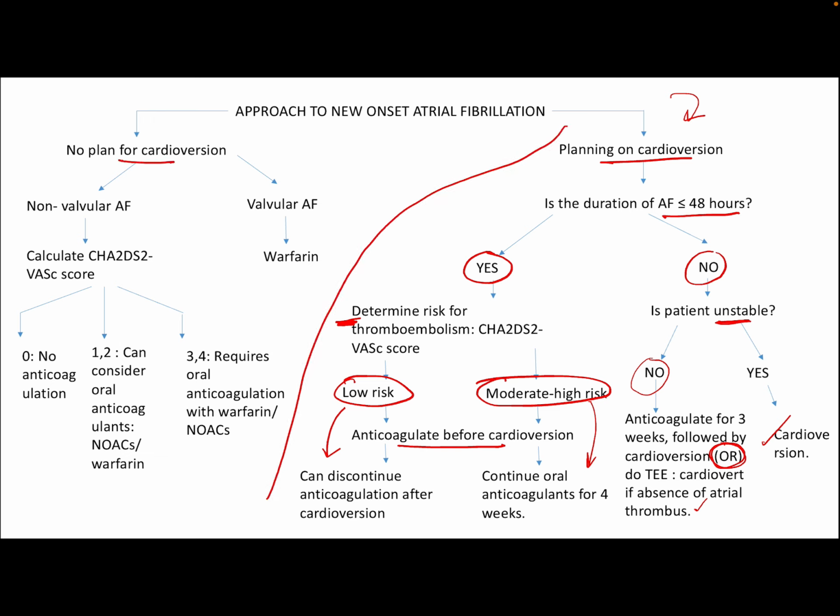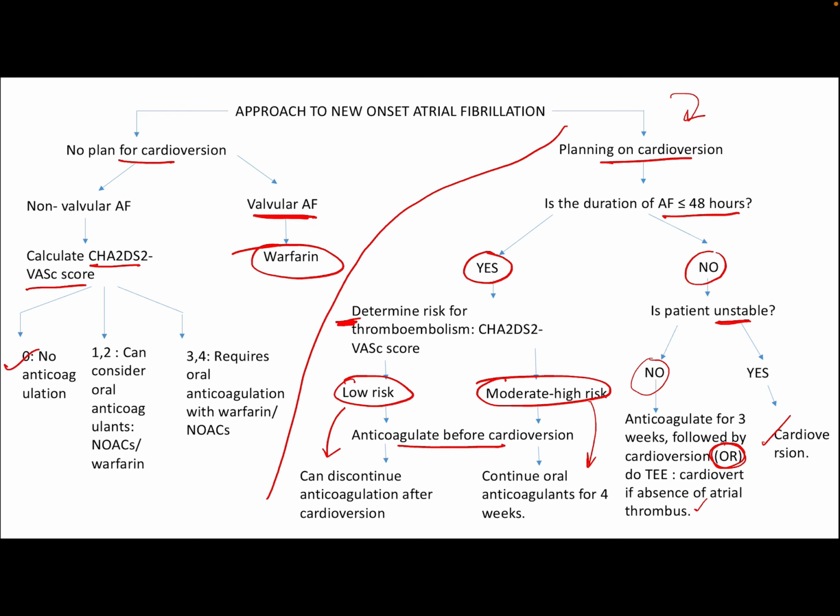Now, suppose we don't plan for cardioversion. This is a patient whom we are not doing cardioversion. You have to check whether the AF is valvular or not valvular. If it is a valvular AF, then go ahead and directly put them on warfarin. That's very important. If it's a non-valvular AF, then we have to check the CHA2DS2-VASc score, and depending on the score, we will give the treatment.